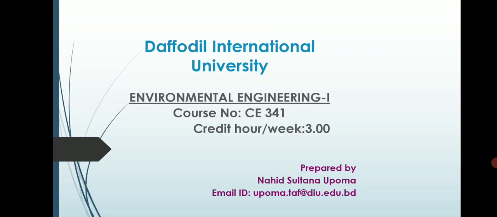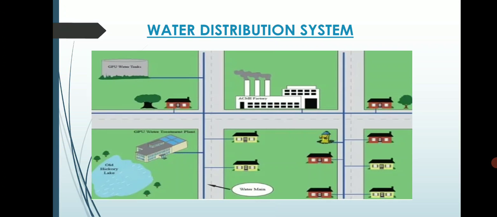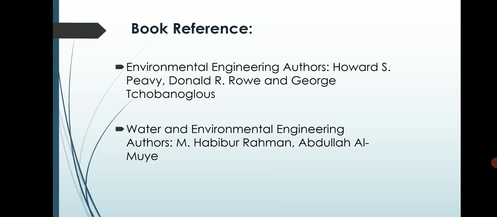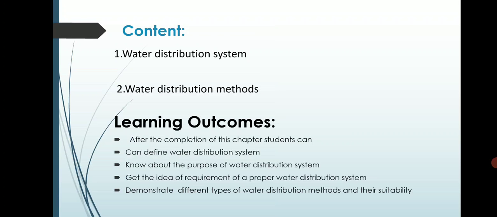As you all know by now, I am conducting your Environmental Engineering 1 course, that is course number CE 341. And today the topic I am going to be conducting is water distribution system. These are basically the book references that I have used to make this lecture. You can also go through them, and these are the content. The content we are going to study today are water distribution system and water distribution methods. These are the learning outcomes that you will get after the completion of this chapter.